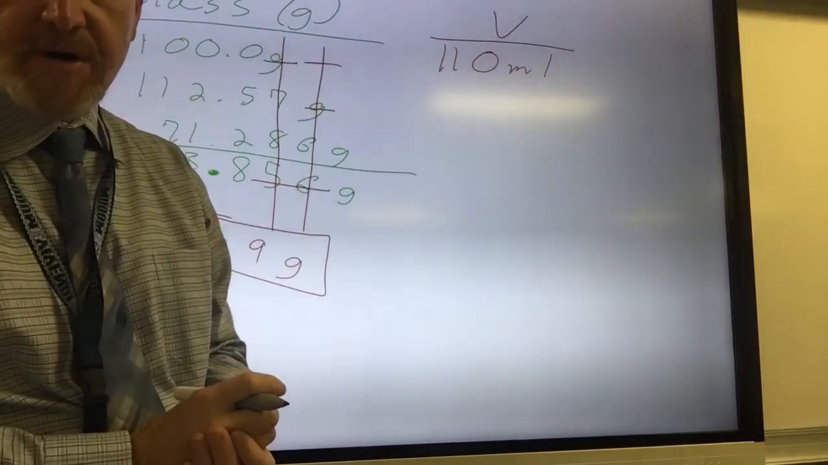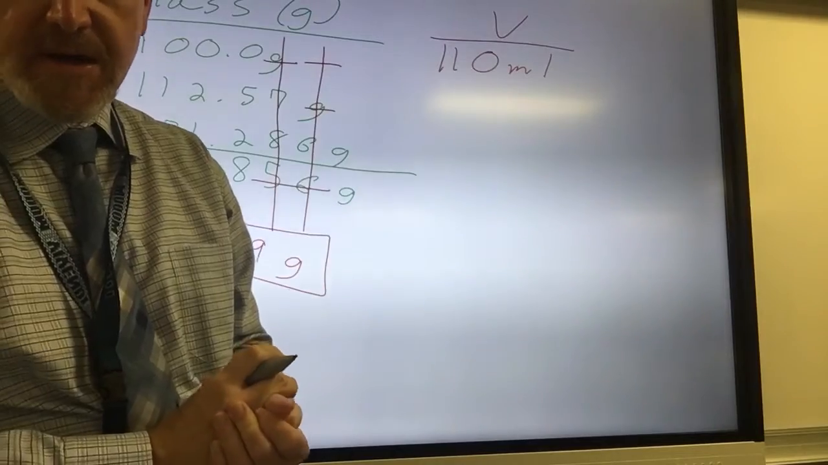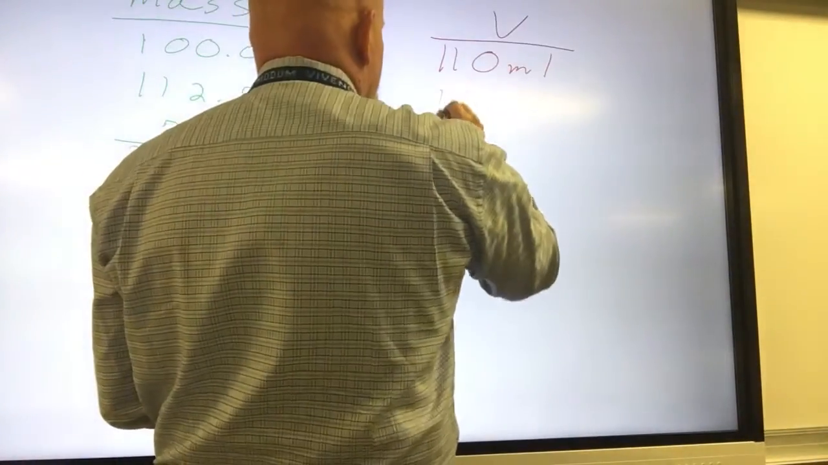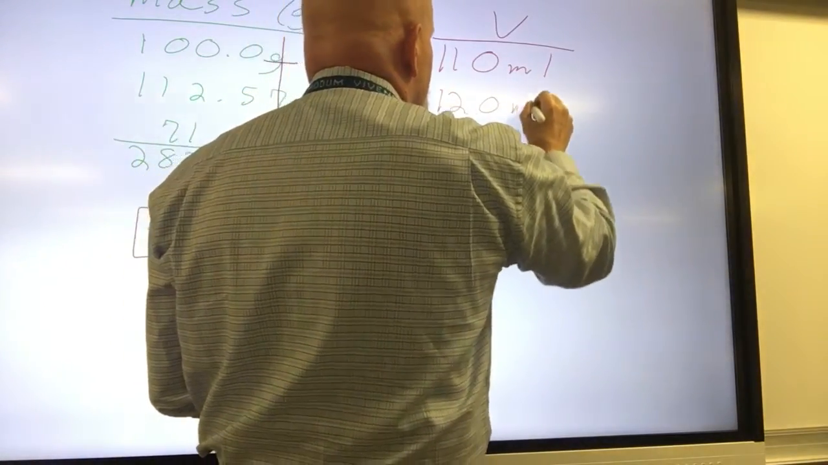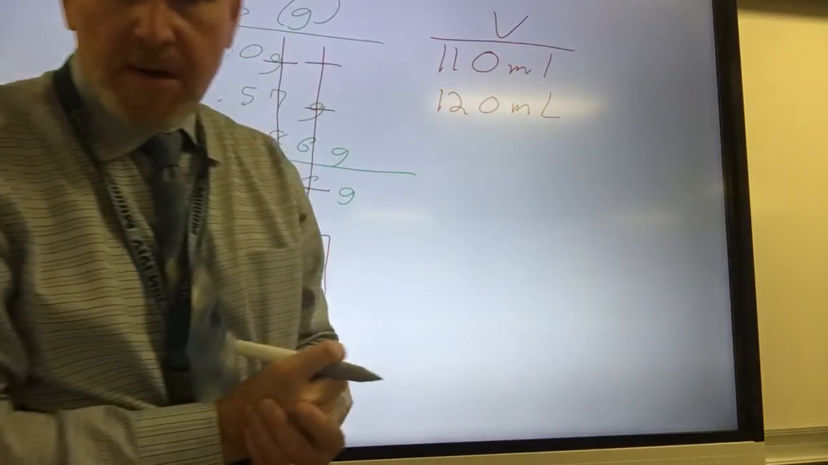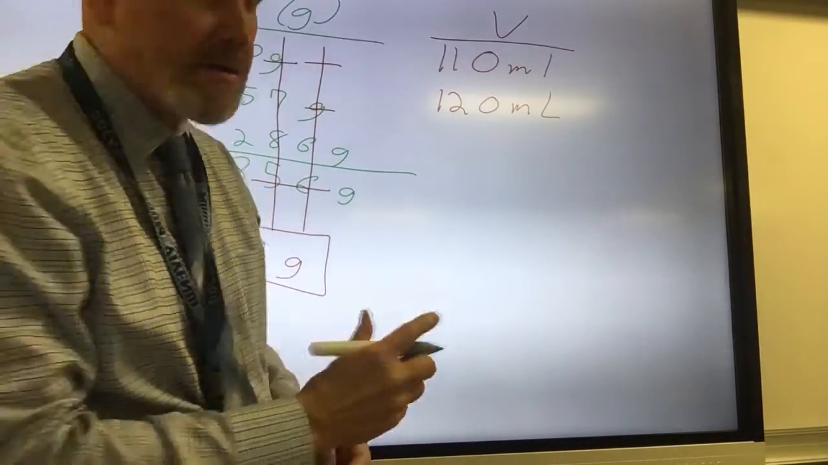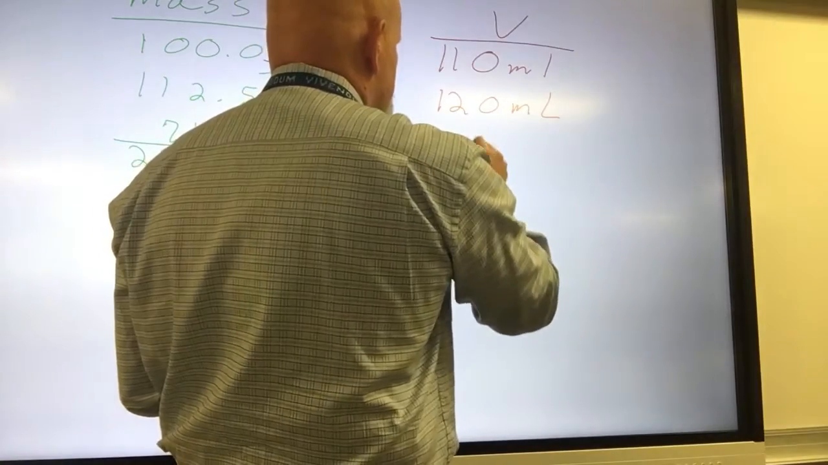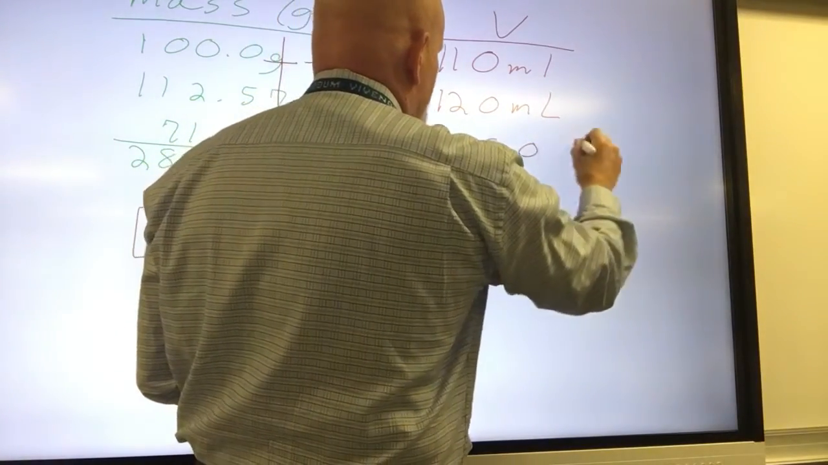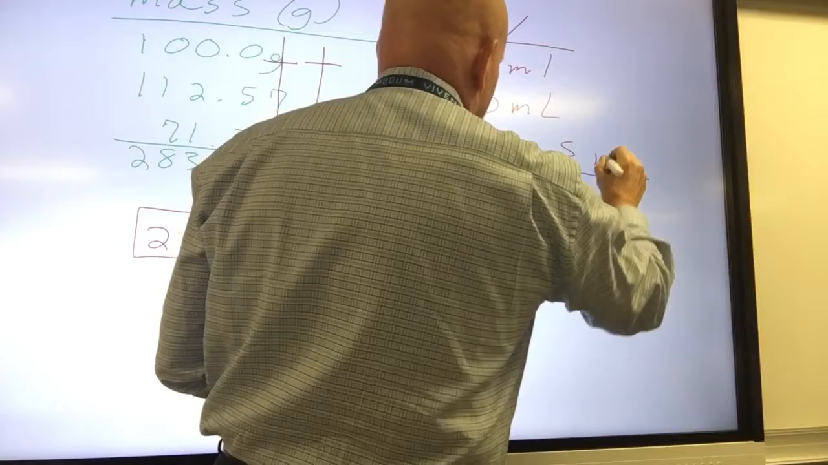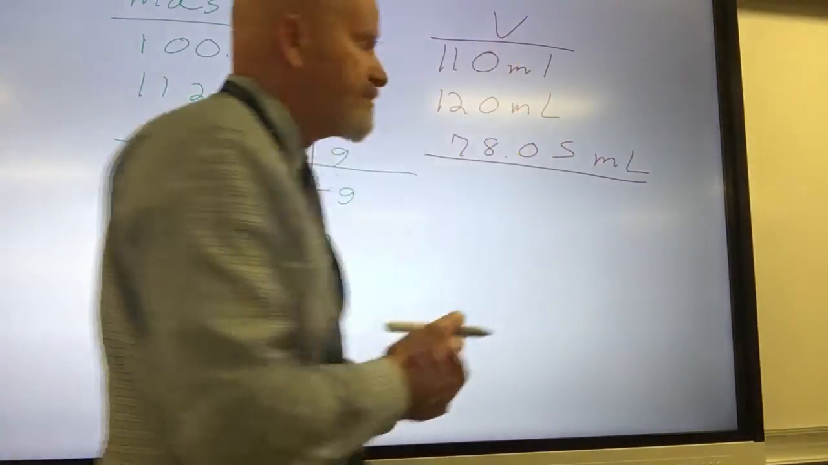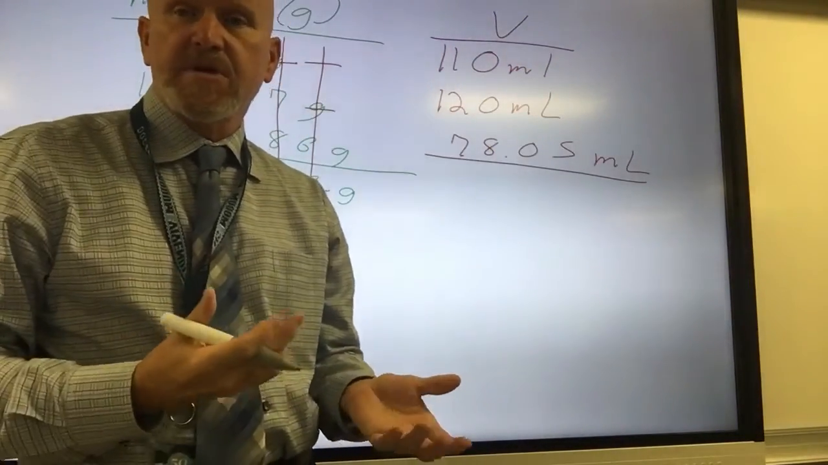Okay, so that's one of our numbers. That's what Rory got. And then Madeline got 120 milliliters. And Sophia, she used better measuring stuff. She got 78.05 milliliters. This is a good spot to really stop.